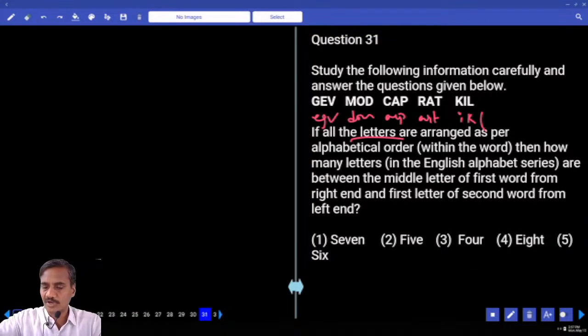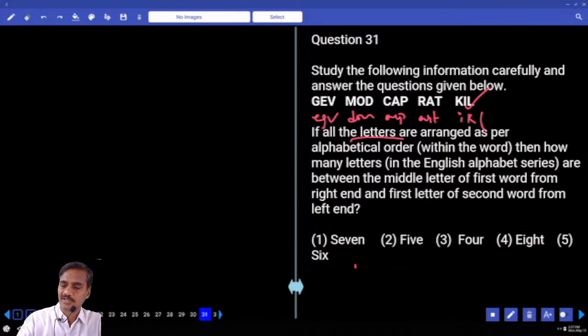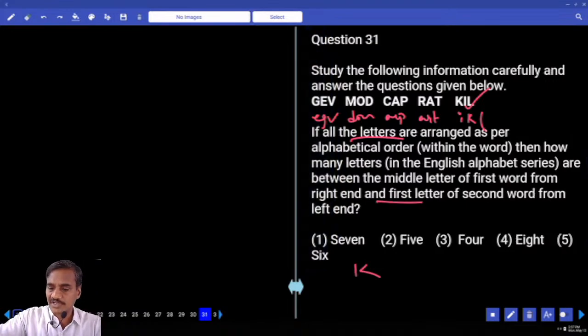Then within the word, how many letters in the English alphabet are there between the middle letter of the first word from the right? What is the first word? IKL. Now what is the middle letter here? K. Between K and the first letter of the second word from the left. Second word from the left, DOM. And out of which, what is the second letter? DMO. M is the second letter.